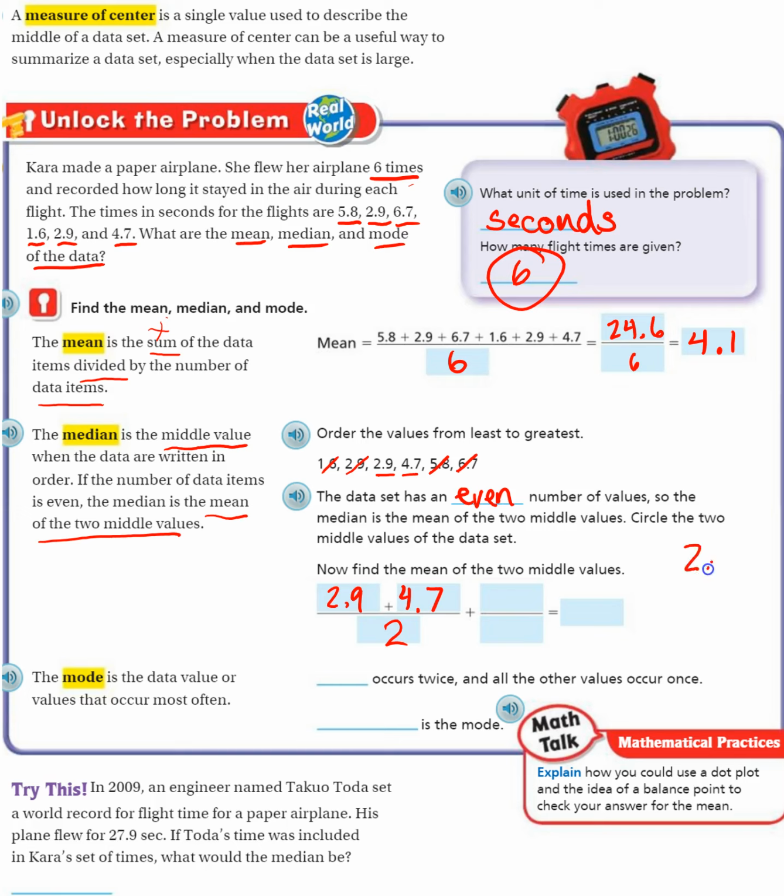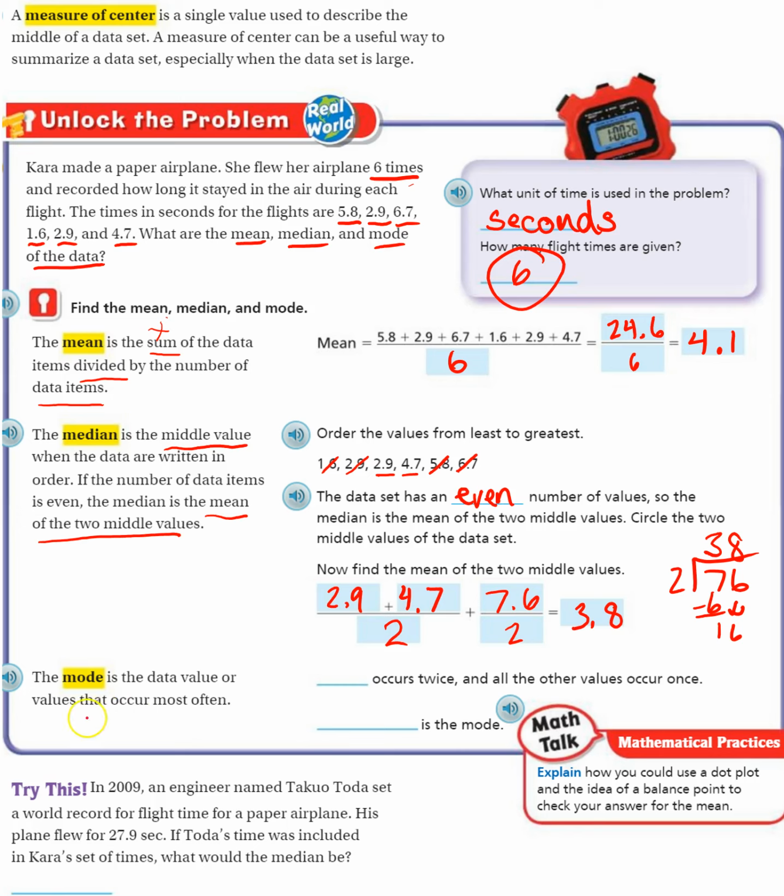So 2.9 plus 4.7. My decimals are lined up. It's going to be 7.6 divided by 2. And I can think of this as 2 into 76. And then add my decimal in, 3.8.